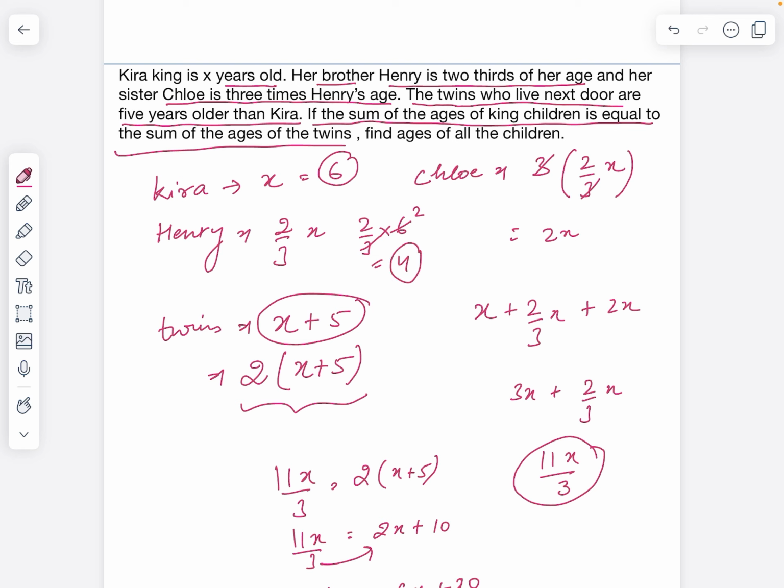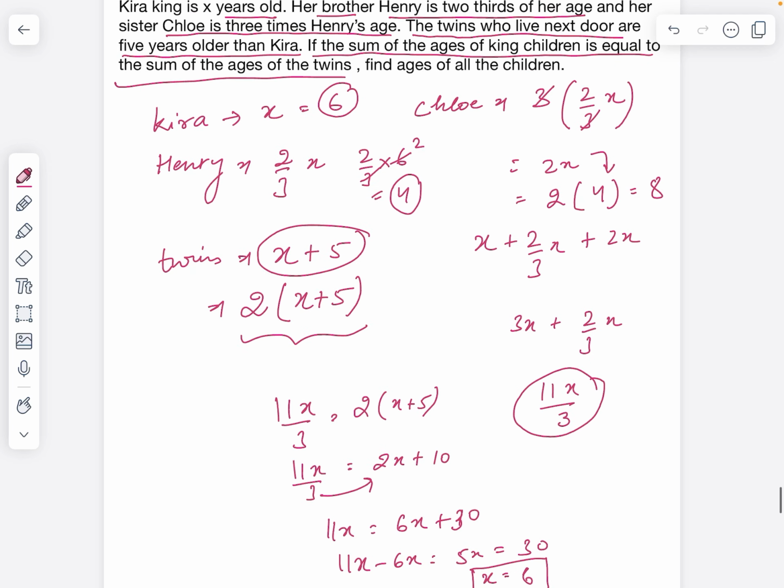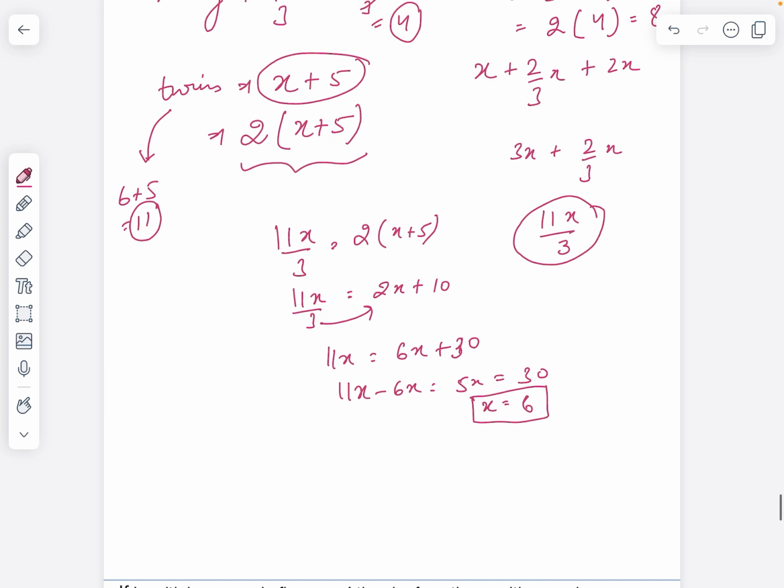Chloe was thrice Henry's age, so that's going to be 3 times 4, which is 12, or twice of 6, which is 12. Now the twins would be x plus 5. So the twins' age would be 6 plus 5, that is 11 years. So we have found the ages of all the children.